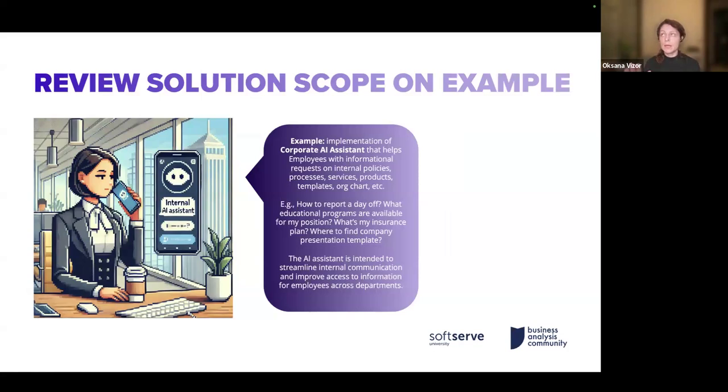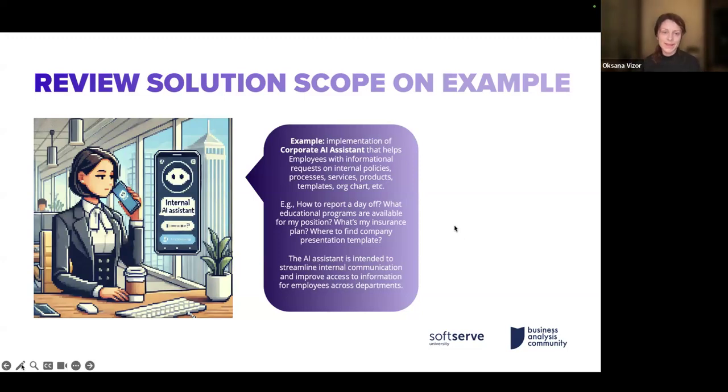For example, it may be any informational request, like how can I change my photo in corporate resources, how to report a day off, how many days of vacation I have, or where to find some branding materials of our company. And here you may see a very interesting picture on the right.